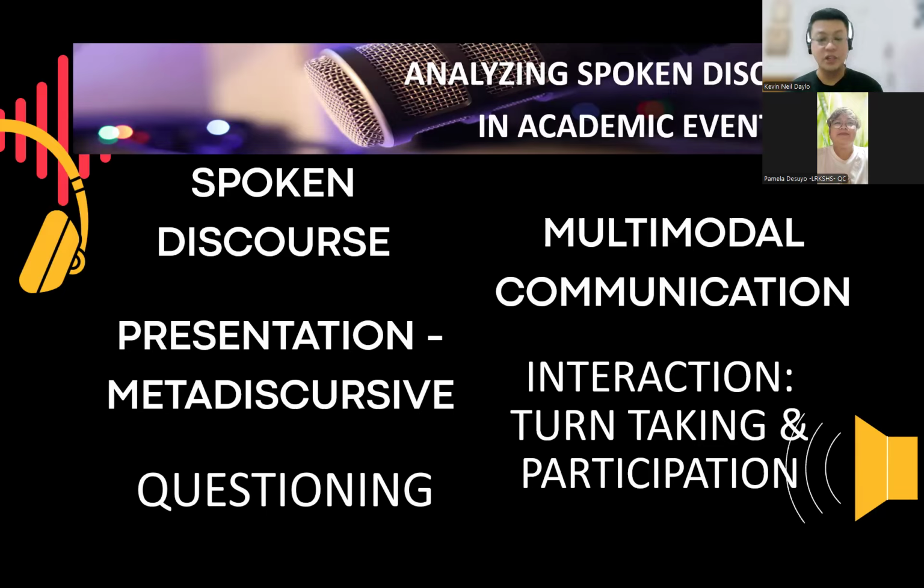Next, presentations are organized through meta-discursive moves that guide audiences. Fifth, interaction depends on turn taking and participation management. And finally, questioning practices reveal how expertise, expectations, and institutional relationships are negotiated in academic settings.